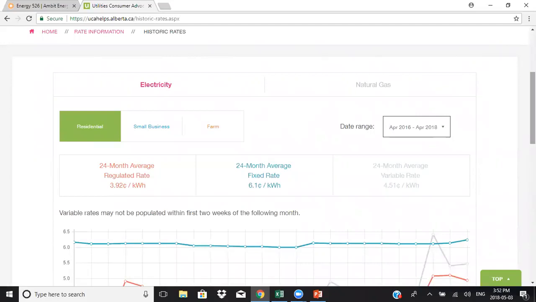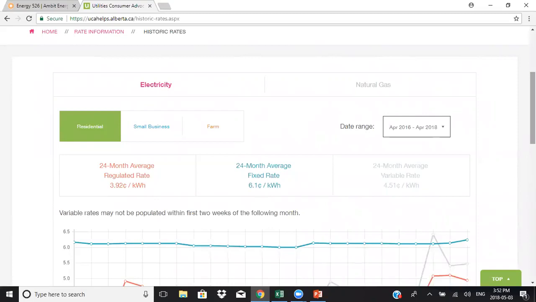The average fixed rate is going to be all the different competitive retailers, because only competitive retailers will offer fixed rates. All the competitive retailers across all of the different plans they have, be it 1 year, 3 years, 5 years, doesn't matter. They're taking the average of all the plans and they're coming up with a rate here. And what do we see? It's 6.1 cents, expensive.